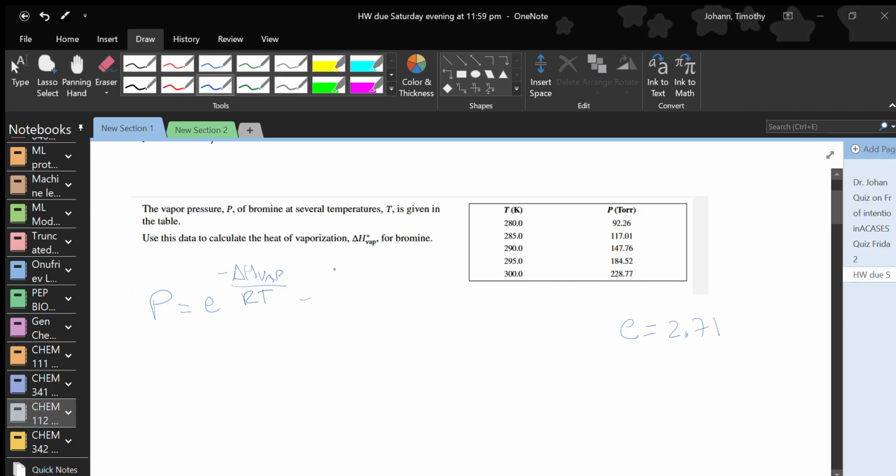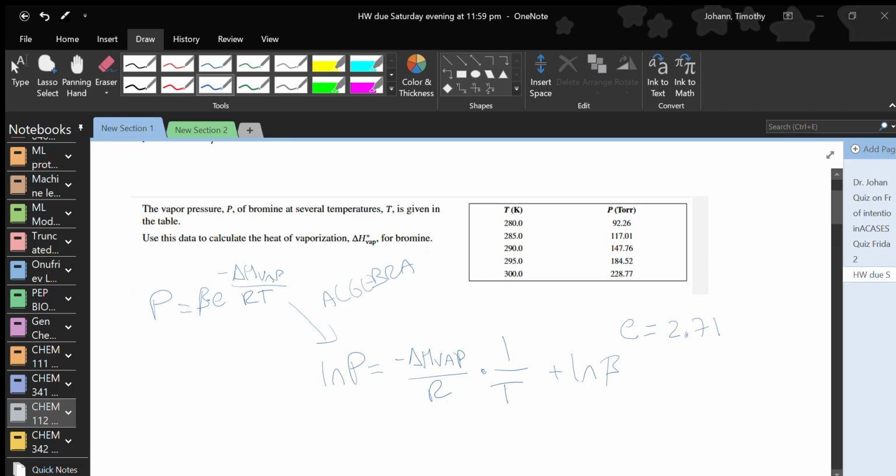Plus, I'm sorry, I forgot our beta. So it was this number beta, some number beta, which is empirically derived, times e raised to that. And then we did some algebra to that. And we ended up with the natural logarithm of the pressure is equal to negative heat of vaporization over R times 1 over T plus the natural logarithm of beta.